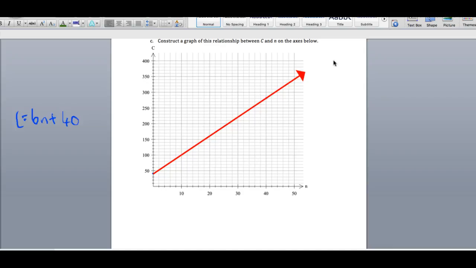So again, just to recap how to do this one, 40 is your y-intercept, so we start there. From the table of values that we did previously, we knew there was the point here, 40 to 80, and then you're just drawing the line going through.